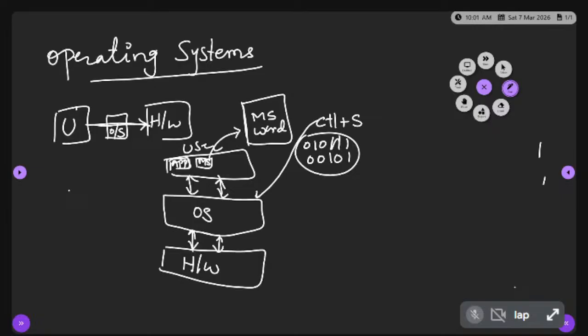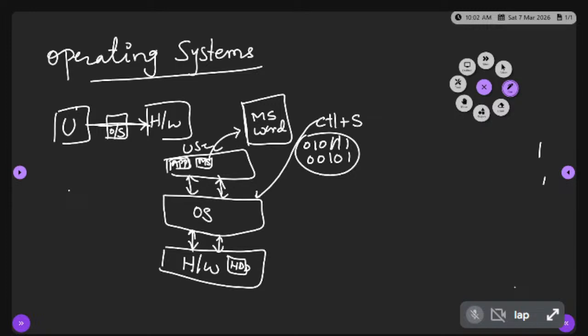There is a hardware component, a storage device, the hard disk drive, where I want to store. But this should be enabled. How? The operating system's duty is to respond to Control S. On Control S, the operating system will assume that the user wants to save something.